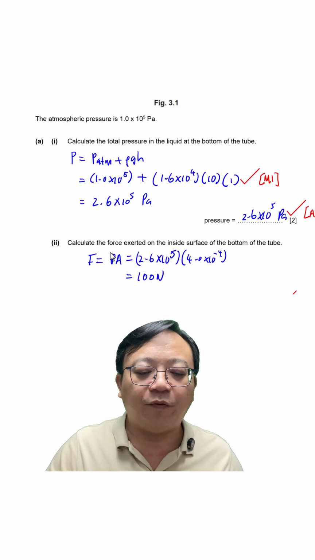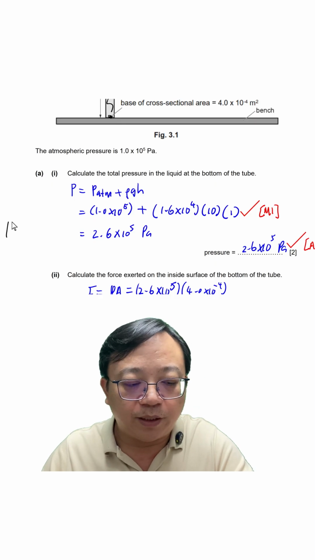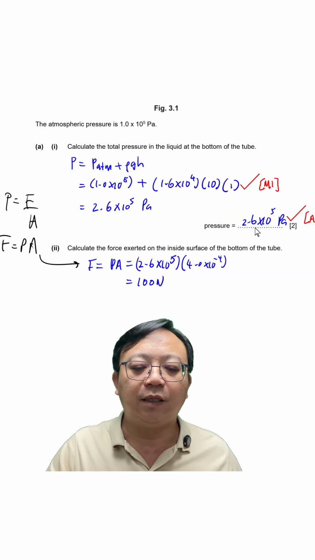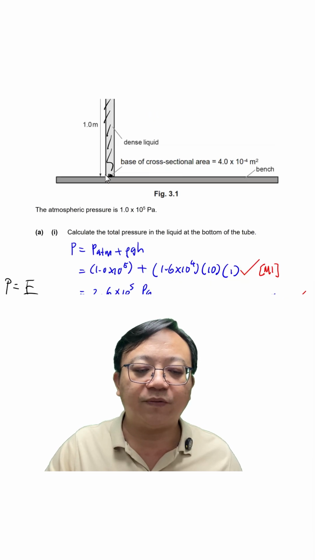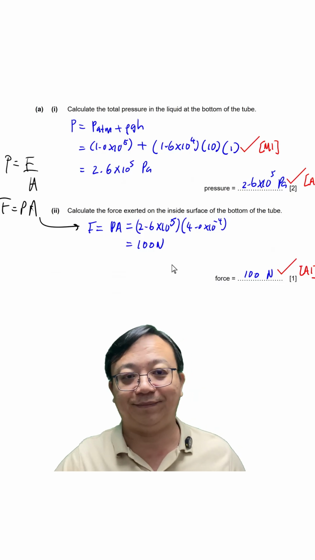Next, they ask you, what is the force exerted at this point? And you know that pressure is force per unit area. So force must be pressure times area. Pressure is found already just now, times the area. What is the area at the bottom? 4 times 10 power minus 4, right? This is the base area. So that's why we get answer as 100 Newton.